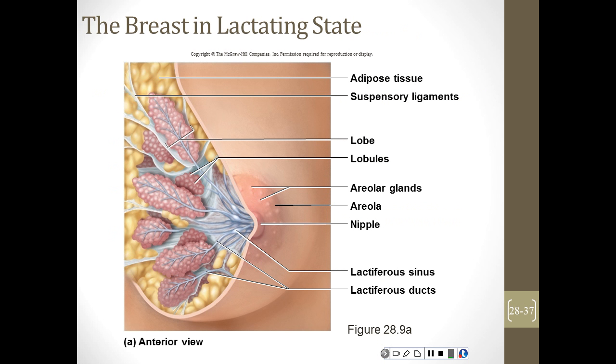There you go. So here is a diagram of what I was talking about. Here is your nipple. Here is the areola. You have the areolar glands that you see here. Here are our lactiferous ducts and our sinus. Here are the lobules, or the acini.